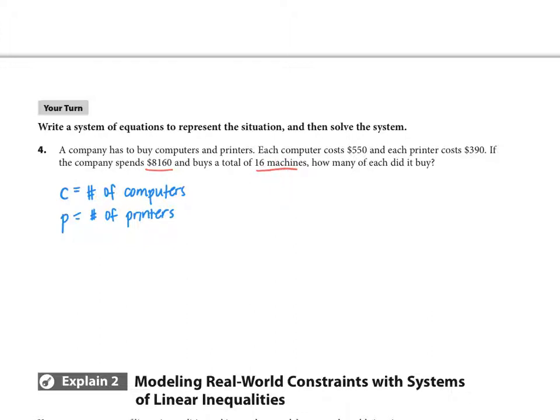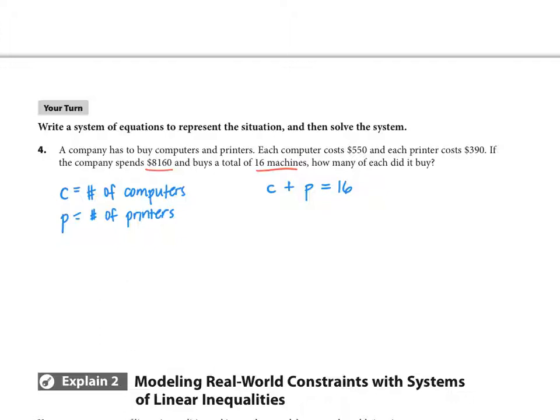So we'll do that second one. If there's going to be 16 machines total, that means that the number of computers, C, and the number of printers, P, if I add those together, I know that's going to equal 16. Okay, so let's say they buy 10 computers, then they have to buy 6 printers according to the information here, so that adds up to 16. That's the first equation.